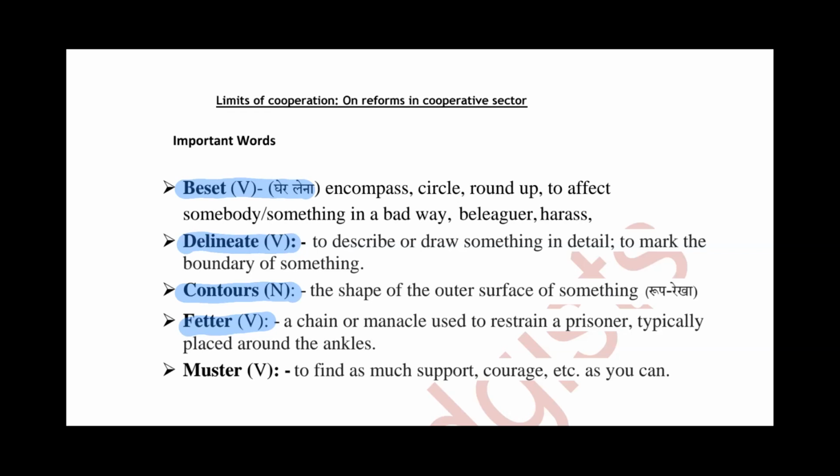Then the last word is muster. Muster is a verb. इसका मतलब क्या है? To find as much support, courage, etc. as you can. मतलब किसी भी प्लान या फिर लॉ को लेके हमें सपोर्ट या फिर कॉरेज मिले. So let's move to the first editorial.